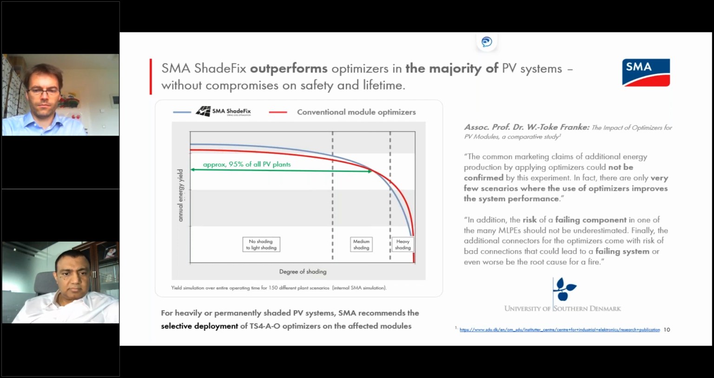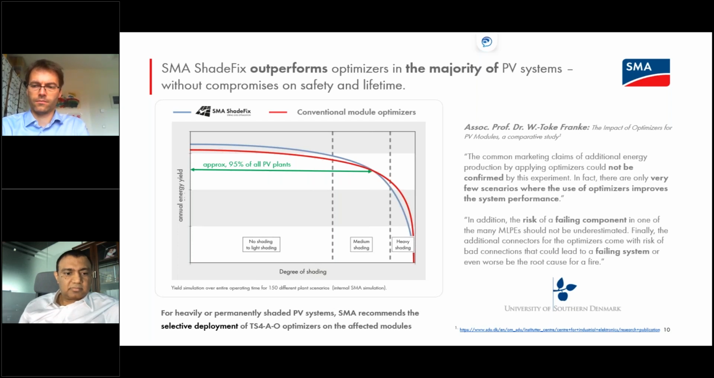And there is a University, the University of Southern Denmark in particular, that has made an analysis on all the PV plants that are around and has seen that approximately 95% of all PV plants perform better with such a solution that we are offering, which is inbuilt without any extra hardware components. So an optimized MPP tracking compared to conventional module optimizers that you're getting on the market, no matter which brand it is.